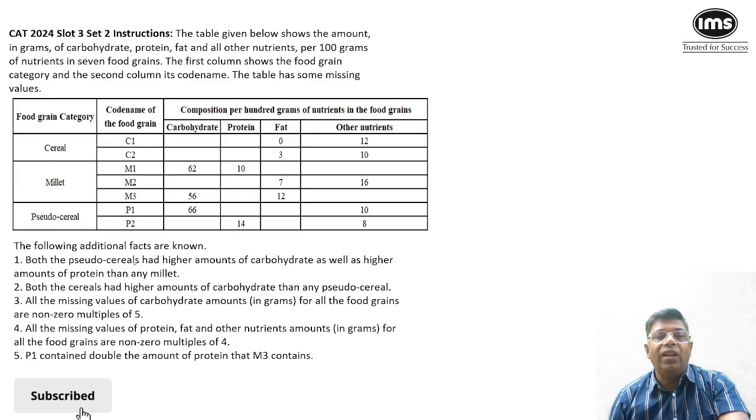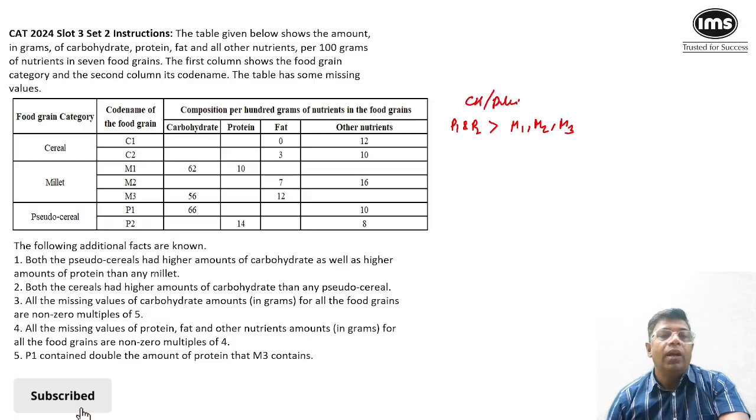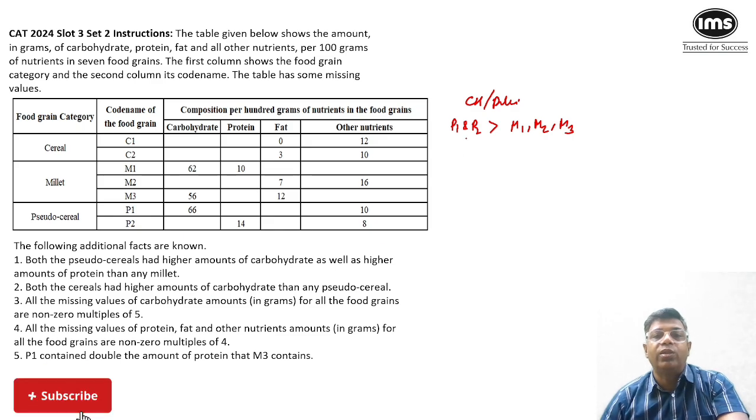Both the pseudo cereals had a higher amount of carbohydrate as well as a higher amount of protein than any millet. So you can say P1 and P2 will have higher values than M1, M2 and M3 in both categories, that is carbohydrate as well as protein. The second point is both the cereals had a higher amount of carbohydrate than any pseudo cereal. So you can say C1 and C2 have to be greater than all the values of P1 and P2, but this is true only for carbohydrates, not for anything else.